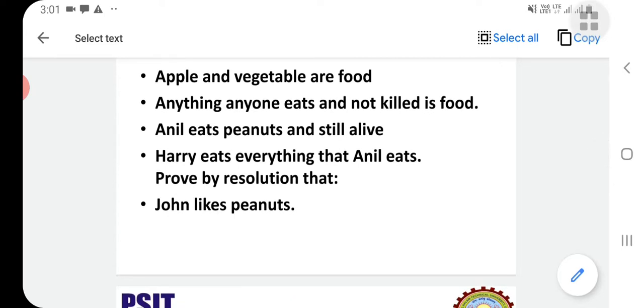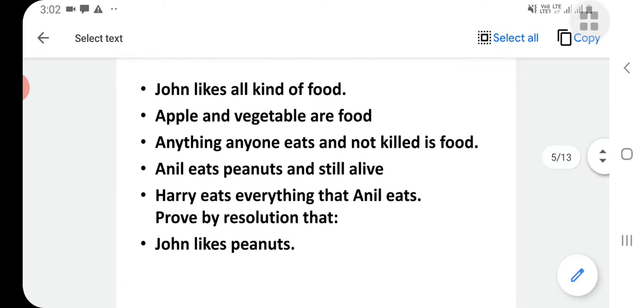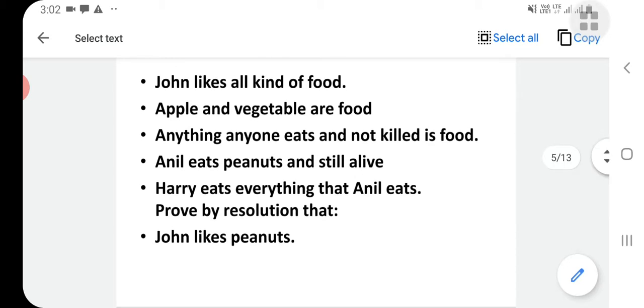Break your statement into subparts so that you can easily convert it into FOL. Let's suppose in the first, second, third statements you feel it is very difficult to convert statement number 3 into FOL. No need to worry. First break this statement into two parts. Anything anyone eats, that means for all x, for all y. So first convert this first part and use the universal quantifier. After that, not killed, so use negation, then is food, that means implies food.